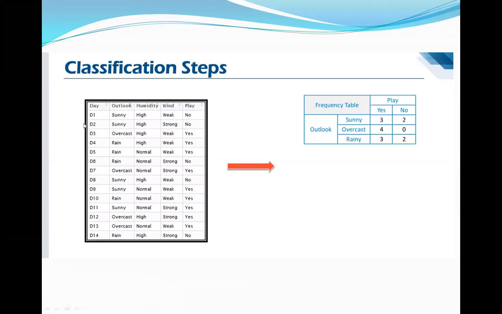For example, the player is yes or no, two classes in the target variable. First, I consider the first feature, outlook. Under outlook, how many types are available? Three different unique things: sunny, overcast, rainy. Under sunny, how many yes and how many no are present? We have to calculate. So this is sunny, no. Sunny, no. So you have to count how many no are present. Totally only two no are present. Other than that, everything is yes. Am I right?